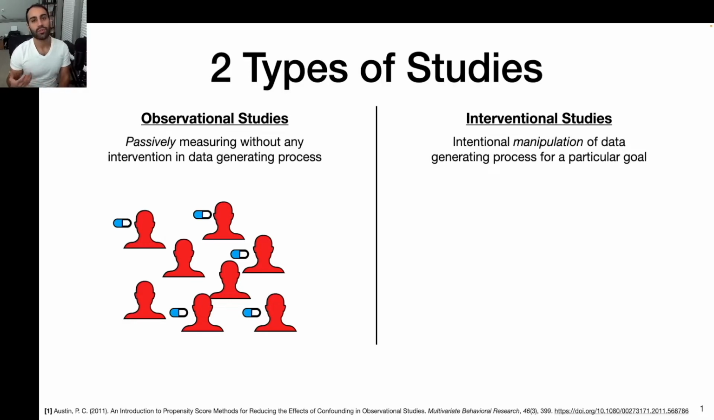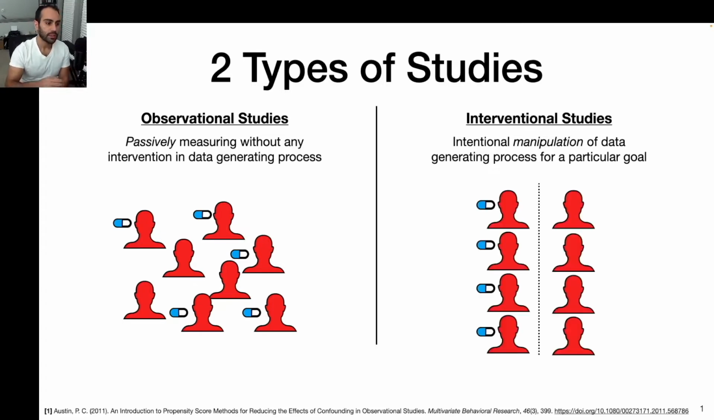The second type of way we can obtain data is from what I'll call an interventional study. What this consists of is an intentional manipulation of a data generating process for a particular goal. An example of this is a randomized control trial, which we talked about in the previous video.